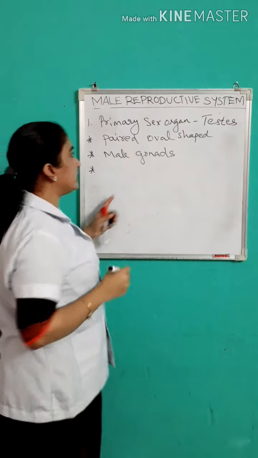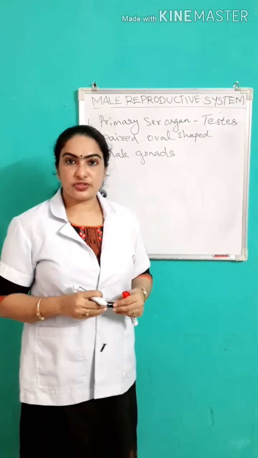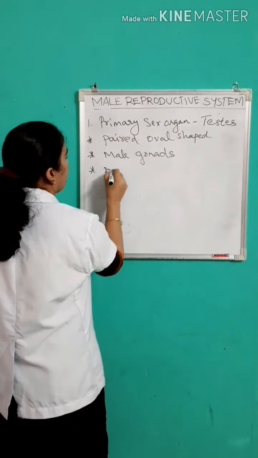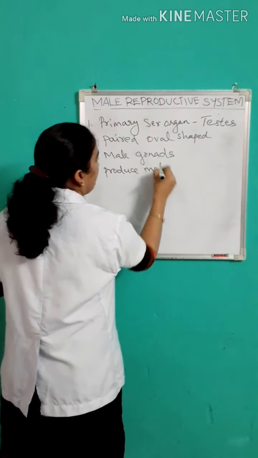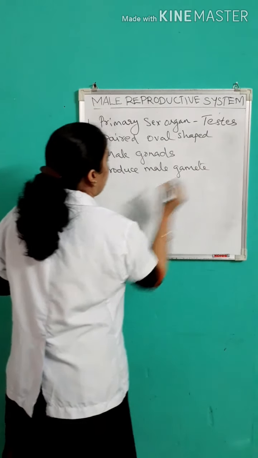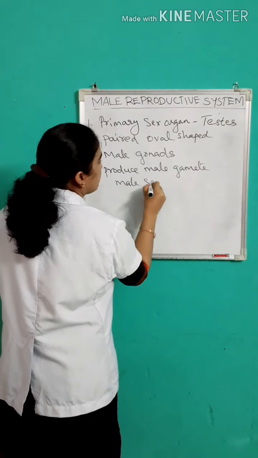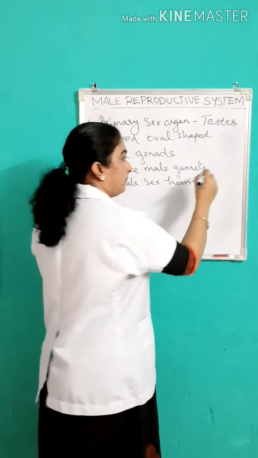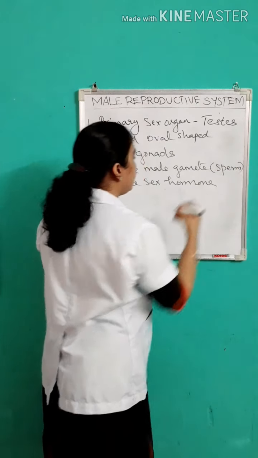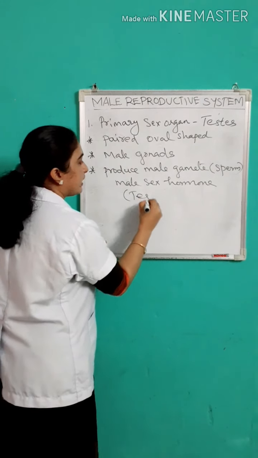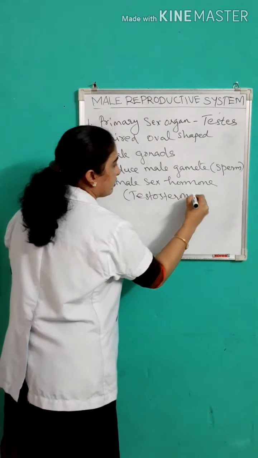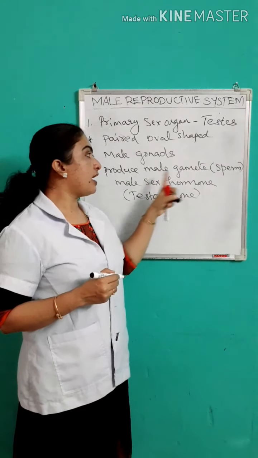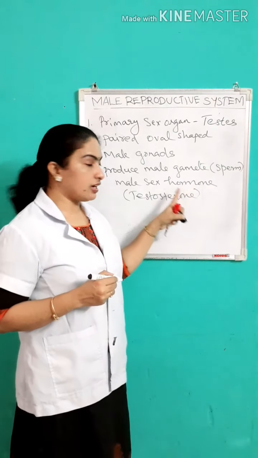And the next point is, these testes are responsible for the production of the male gamete as well as the male sex hormone. See, which is the male gamete? Sperm. Which is the male sex hormone? Testosterone. Testosterone is the male sex hormone. So, the function of the testis is to produce the male gamete and the male sex hormone.